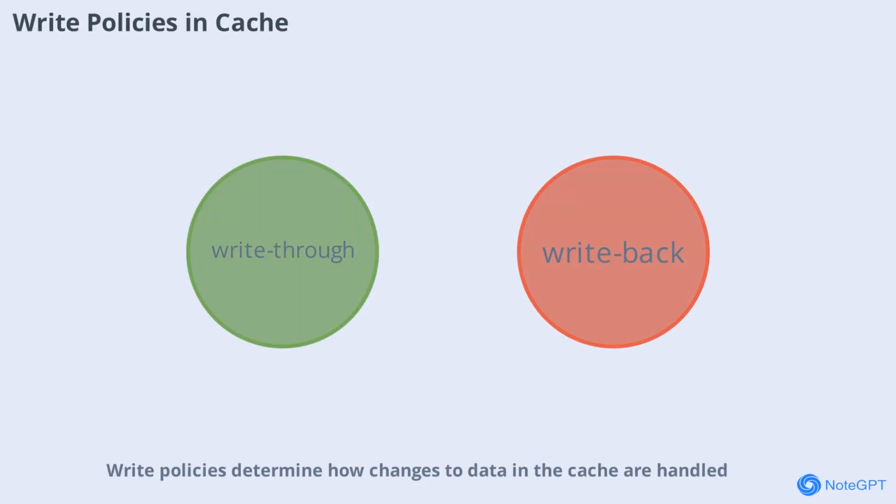Write policies determine how changes to data in the cache are handled. The two main types are write-through and write-back. Write-through updates both the cache and main memory simultaneously, while write-back only updates main memory when data is removed from the cache. Each approach has its own pros and cons.